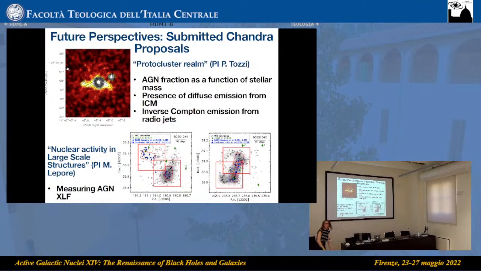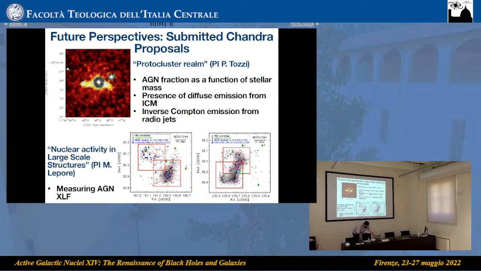What relation has been used to measure the black hole mass? The one that used the full width at half maximum of the H-alpha emission line and also the luminosity of the H-alpha emission line.